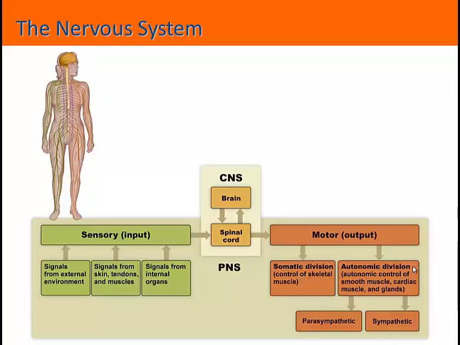And the motor output side has two main branches. The somatic division, which controls skeletal muscle, and so we'll talk about nerves that are going to control many of the muscles we've already discussed this semester. So along with origin and insertion, you will now get nerve supply to those muscles. And the autonomic division of the peripheral nervous system, which, like I said on the intro slide, really controls a lot of those involuntary functions. So control of smooth muscle, cardiac muscle, and glands. And we're going to discuss two specific branches of the autonomic division, the sympathetic and the parasympathetic branch.